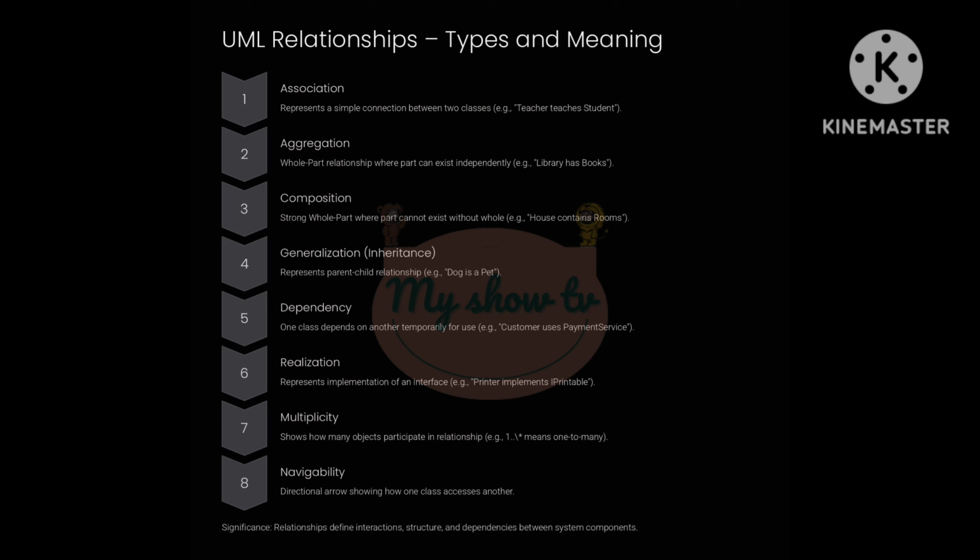Multiplicity tells how many objects are involved. For instance, one order can have multiple items represented as one to many. Navigability shows the direction of the relationship, meaning which class knows about which other class. Understanding these relationships helps model the structure and interactions of the software system.